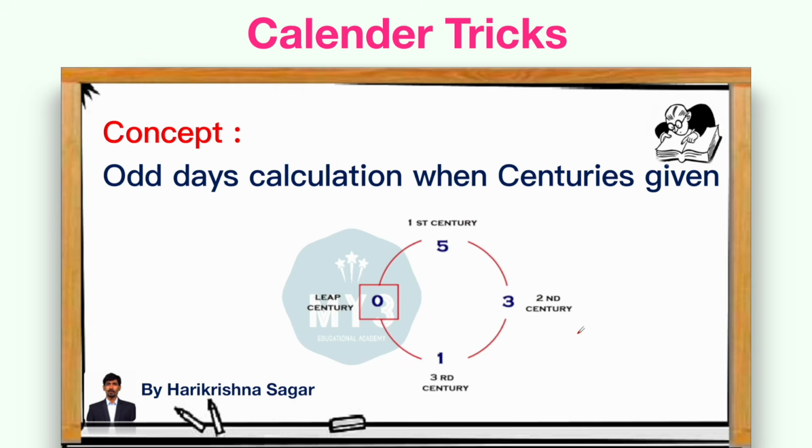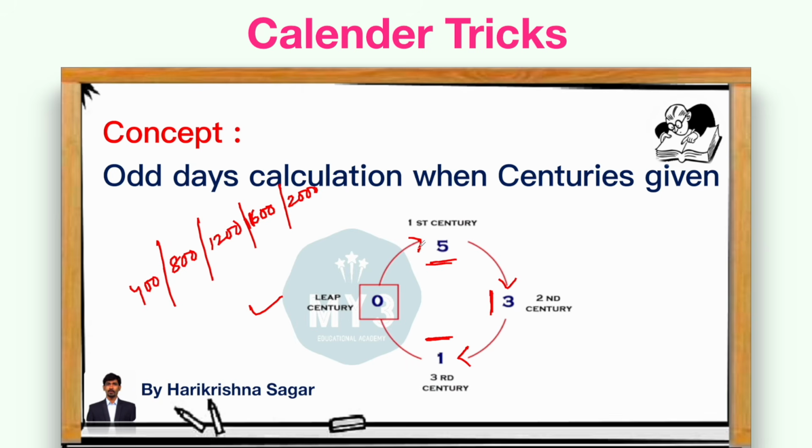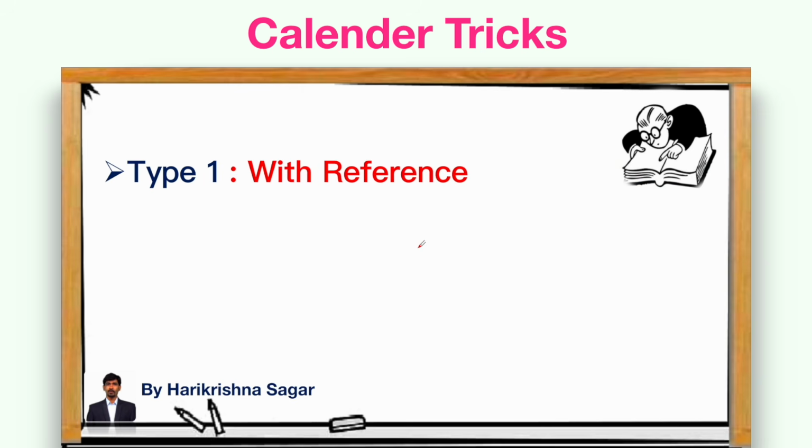And then there is odd days calculation for centuries also. So remember, every leap century, which is a multiple of 400, that means 400 or 800 or 1200 or 1600 or 2000, all these are leap centuries. For every leap century, the number of odd days is 0. First century, the number of odd days is 5. Second century is 3. Third century is 1. And we have a proof for this, but as of now, you just remember these numbers. Proof we'll discuss later.